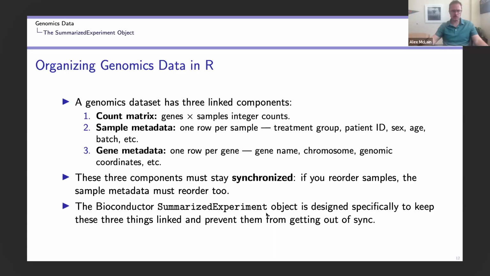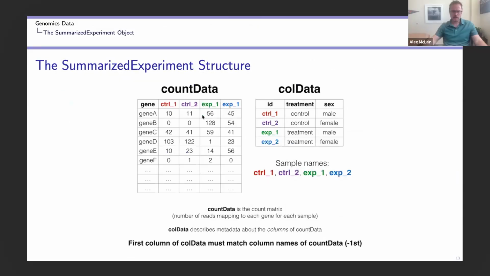The summarized experiment object that we're going to be dealing with is designed specifically to keep these three things linked, which I think is really a nice feature of them. So here in some example data, the count data has genes down the rows, samples on the columns. Column data is going to have information about each of those samples, and then we'll have row data, which has information about each of the genes that we are interested in.